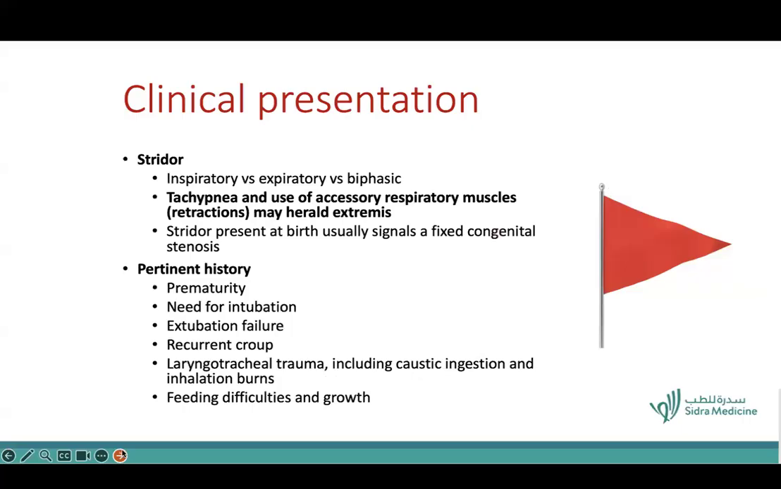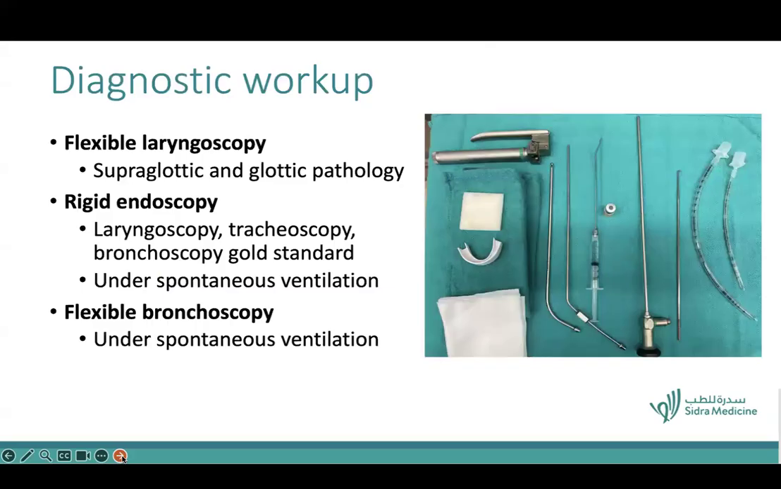Okay. The clinical presentation, I think we've talked about already, but you could get stridor, that's usually inspiratory or biphasic. If it's quite severe, you could get use of accessory respiratory muscles. And then you need to go through all the risk factors in your history, as I've previously mentioned. When you're thinking about the diagnostic workup of these patients, you routinely start with a flexible laryngoscopy.